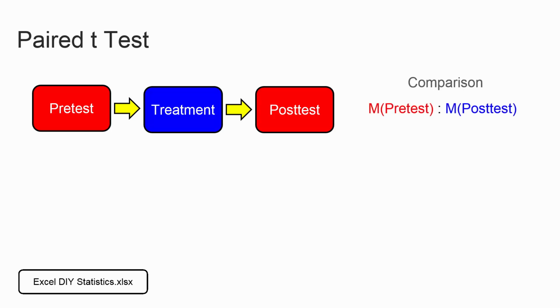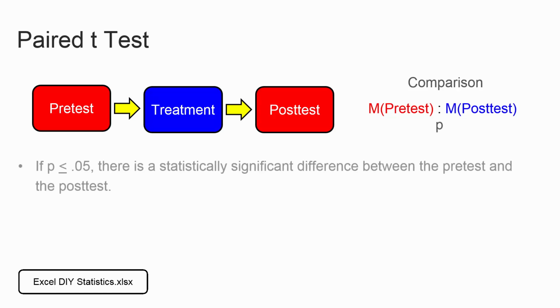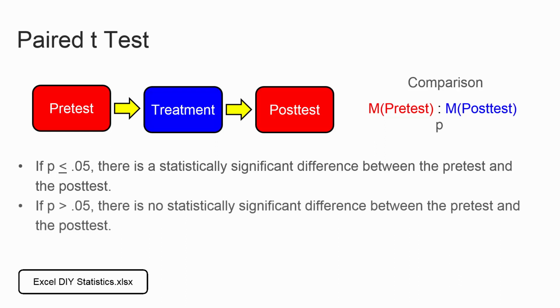It calculates the mean score for the pretest and the mean score for the posttest. The paired t-test also computes the p-value. If the p-value is less than or equal to 0.05, then we'd say there's a statistically significant difference between the mean from the pretest compared to the mean from the posttest, suggesting that the treatment accounts for this difference. Alternatively, if the p-value is greater than 0.05, then we'd say that there's no statistically significant difference between the means from the pretest compared to the mean from the posttest, suggesting that the treatment was ineffective.